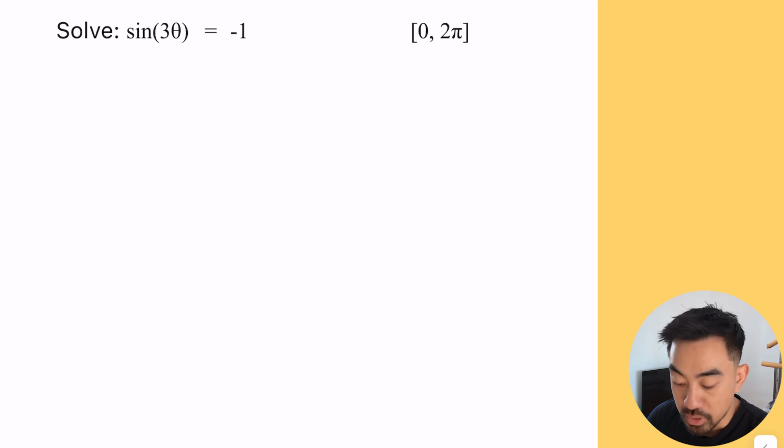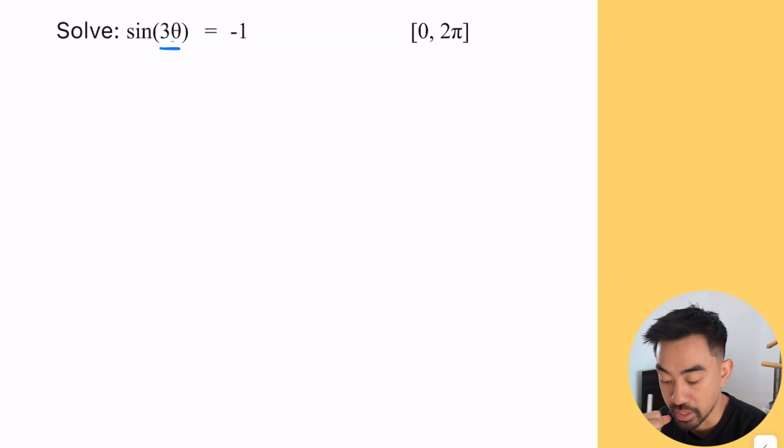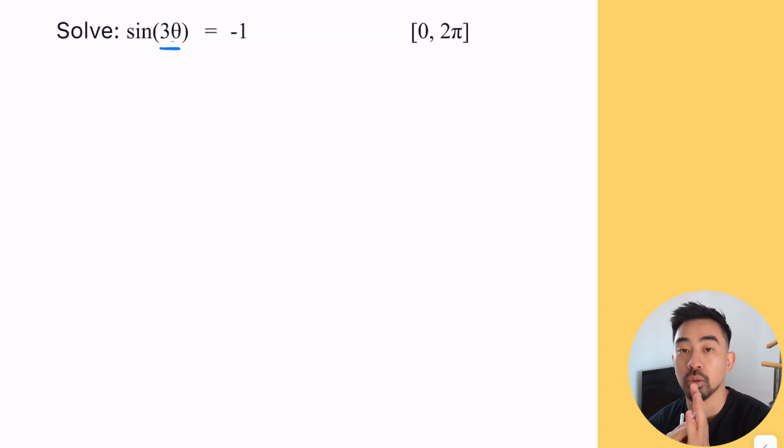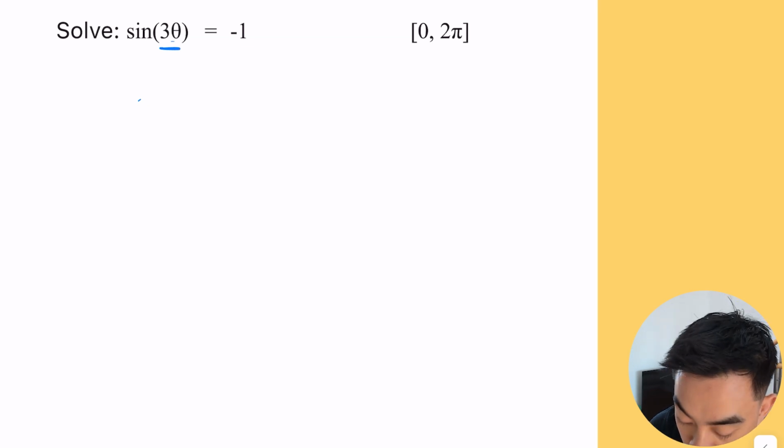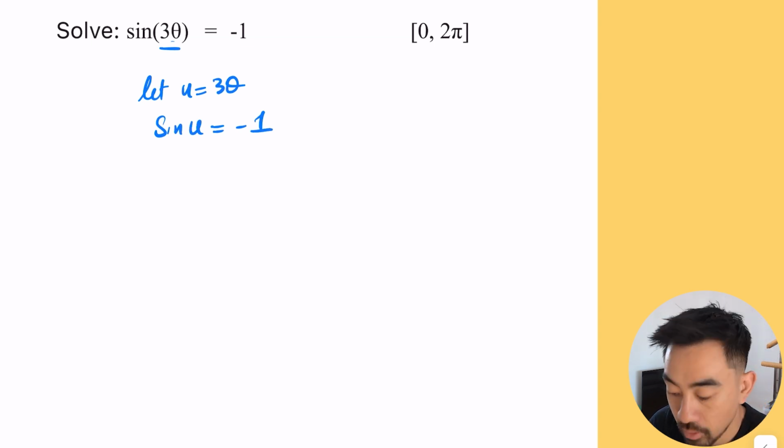Okay, here's the next example. Sine 3 theta equals -1. So once again, the 3 theta tells us we're going to go around the circle 3 times. So as you saw from the example before, we're going to have to add 2 pi to each solution 2 times because we're around the circle 3 times. All right, so straight away, we'll say let u equal 3 theta. So sine u equals -1.